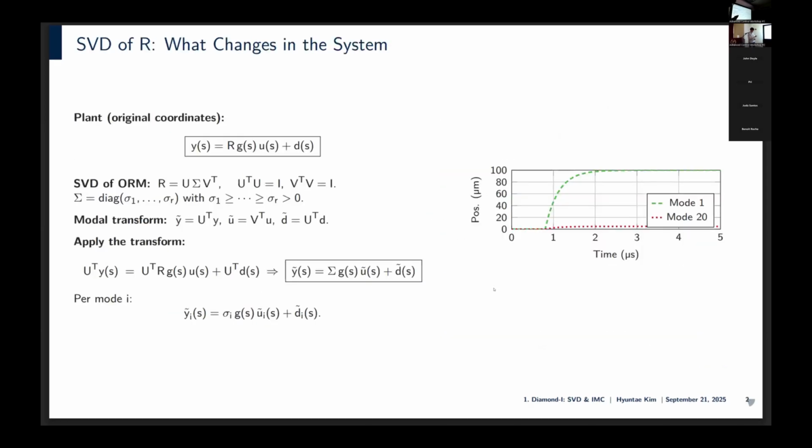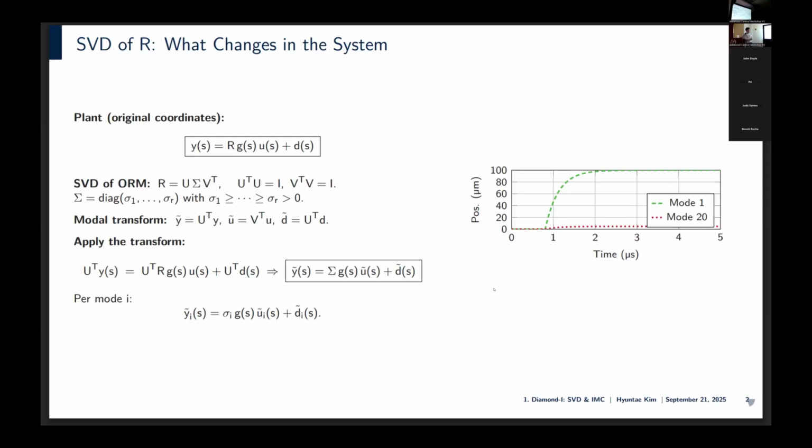Okay. First, I will explain the very simple singular value decomposition of matrix R. We have the original coordinates plant as Y(s) = R G(s) U(s) + D(s). We take the singular value decomposition of the ORM R, so that R is equal to U sigma V transpose. This has a very special property: U transpose U is equal to identity, V transpose V is also equal to identity, and sigma is a diagonal matrix of sigma 1 to sigma r.